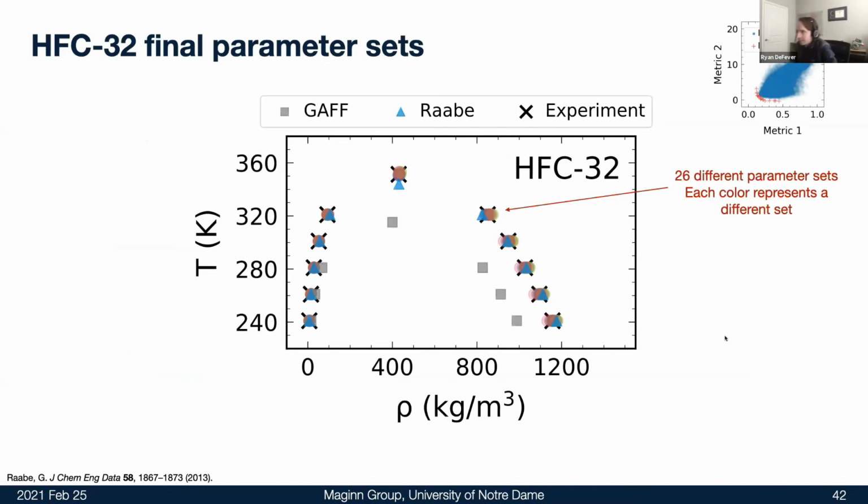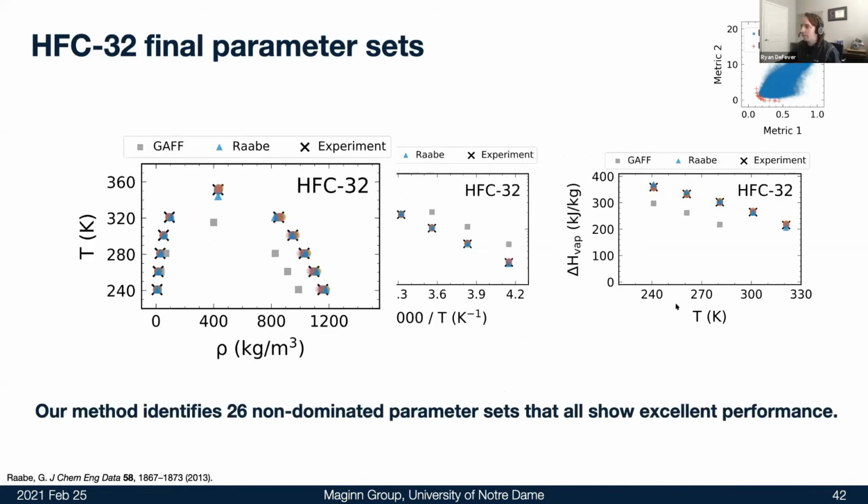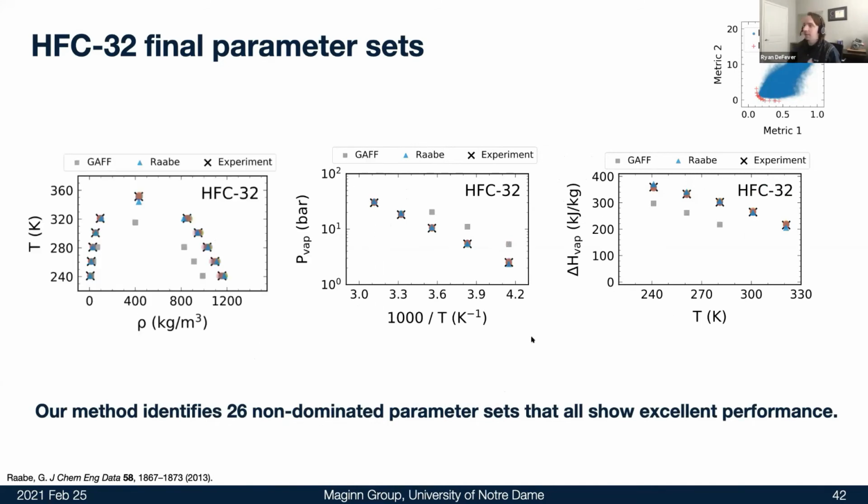So on this plot here, there are actually 26 different sets of colored circles. So there's different colors, 26 different colors. They're all circles, and they all fall on top of each other to the point that it just looks like this little blob here that I'm showing. So those are our 26 different non-dominated parameter sets, all of which are getting excellent coexistence properties. And if you look at the vapor pressure or the enthalpy of vaporization, once again, all 26 parameter sets are performing quite well.